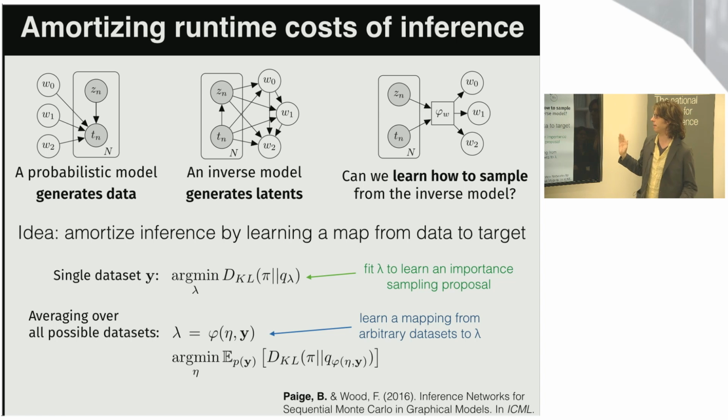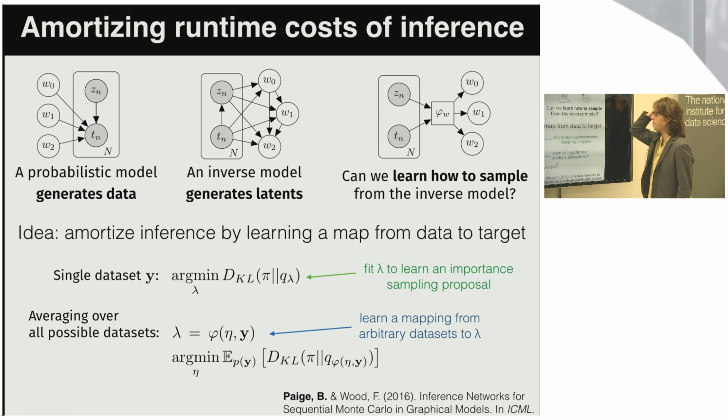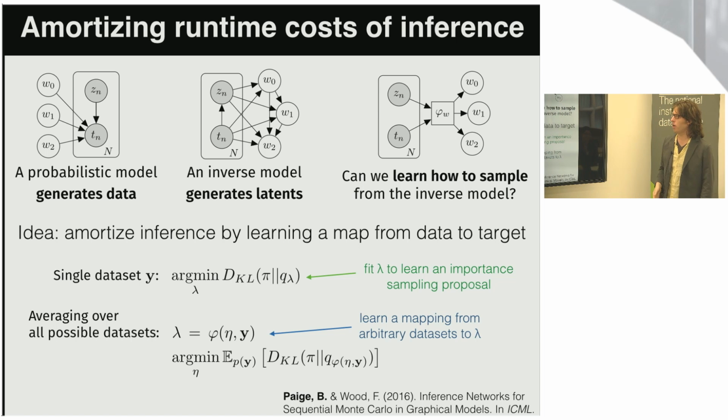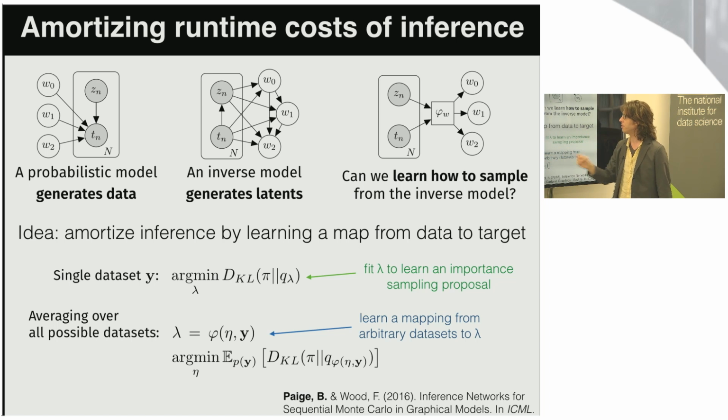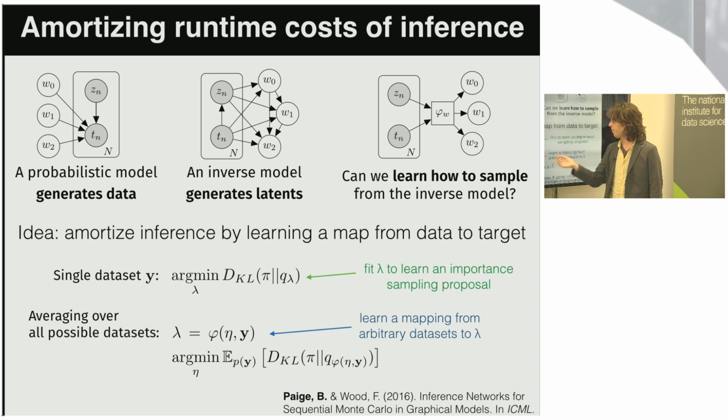It's just kind of hopeless. But maybe we could learn them. One way you can think about trying to learn them is taking this KL divergence, which measures the difference between our posterior pi and our approximating model Q. And this is for a single data set. You can minimize with respect to lambda to learn a good approximating Q.